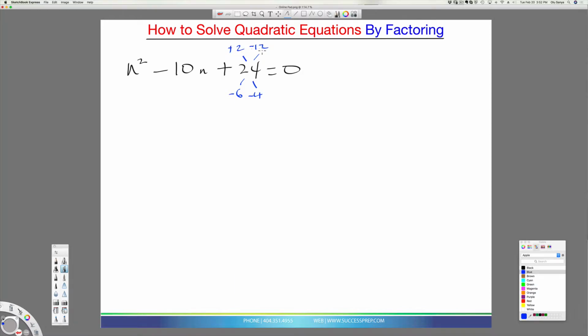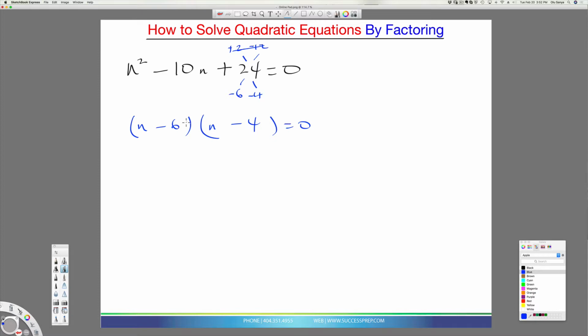So even though 2 and 12 works in this case, I'm not going to use 2 and 12 because this plus sign tells me I have to pick the one that has the same sign. So I have to use the 6 and 4, which is negative 6, negative 4, which would give me the negative 10 when I combine negative 6 and negative 4. So that's what I'm going to use here. So based on that, since this is n squared, I'm going to write n and n here. And then I'm going to just put the minus 6 there and put the minus 4 there. All of this is equal to 0.